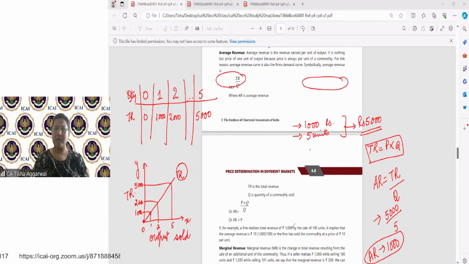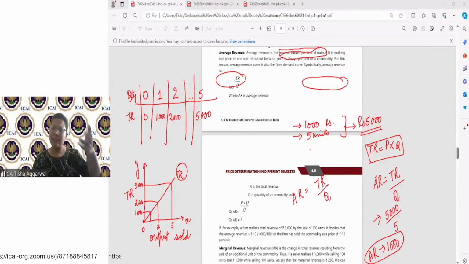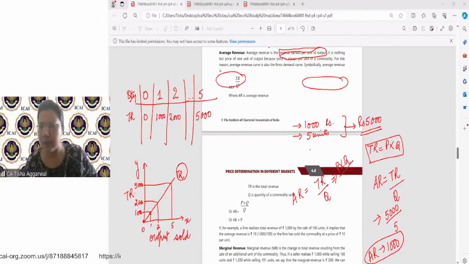So average revenue is basically the revenue earned per unit of output. It is the revenue that you're going to earn per unit of output you're going to sell. So AR is equal to TR divided by Q. Let's expand it. What is total revenue for Palak? Price into quantity. This is what she earned. Correct? Divided by quantity.